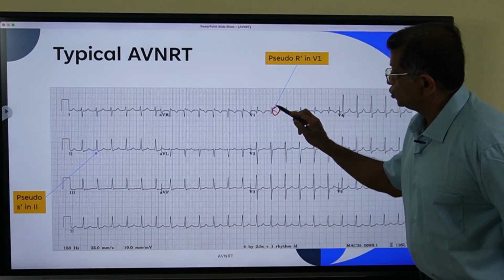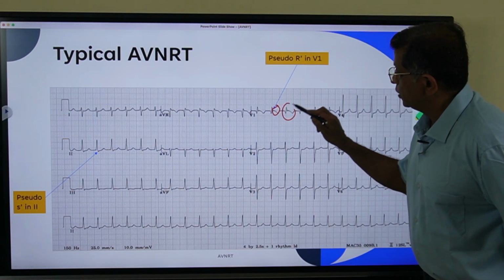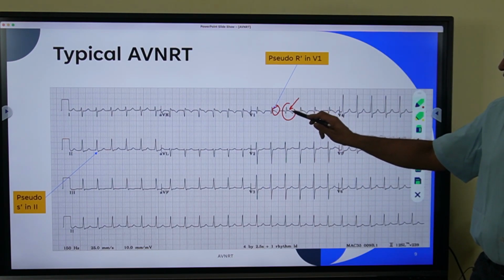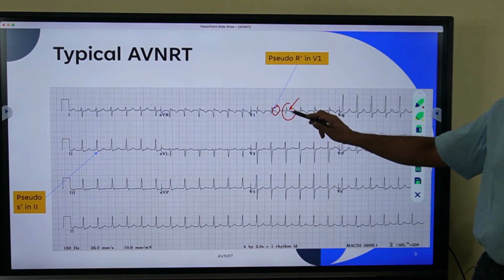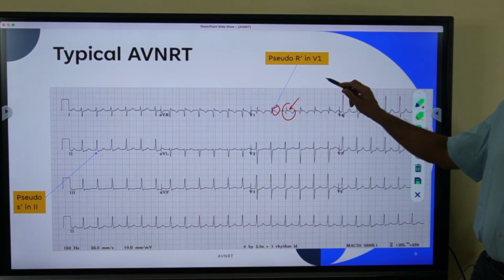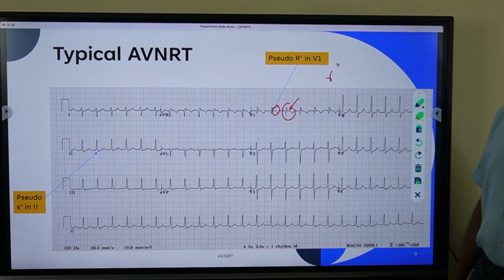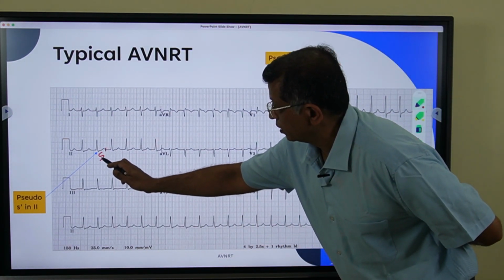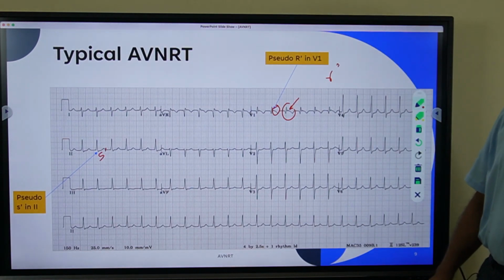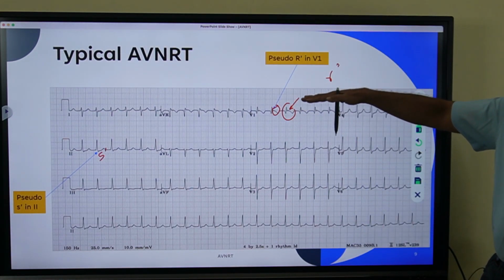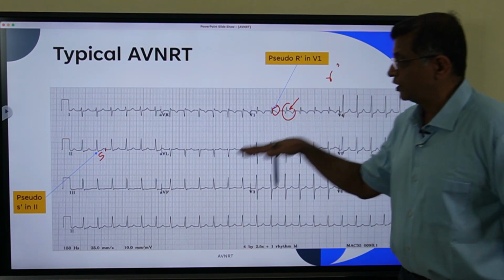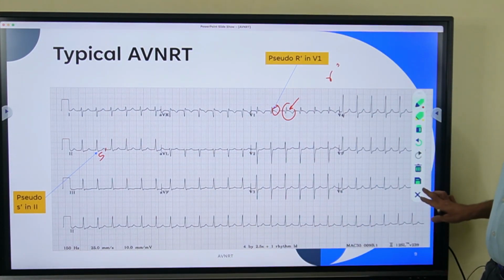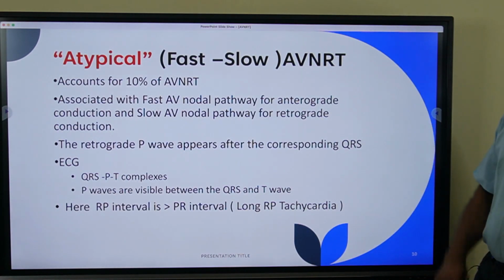This small positive deflection here, that is coming after the R, is called the second R or pseudo R. This is actually the P wave, the echo beat. So this is called a small R prime. And you can see a similar pseudo S wave here in lead 2. So pseudo R waves in lead V1 and pseudo S waves in inferior leads 2, 3, aVF. So this is typical AVNRT.